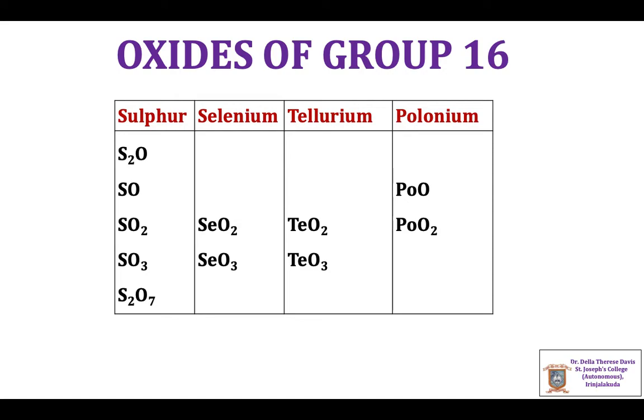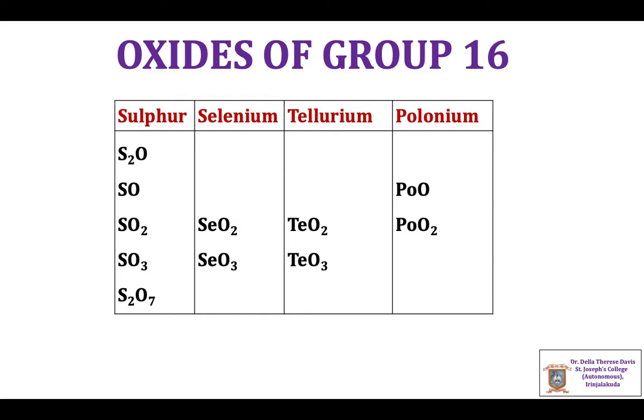Sulfur, selenium, tellurium and polonium form different oxides. The oxides of sulfur are S2O, SO, SO2, SO3, S2O7, etc. There are several unstable oxides of sulfur such as S2O2, S2O3, S7O, S8O, etc.